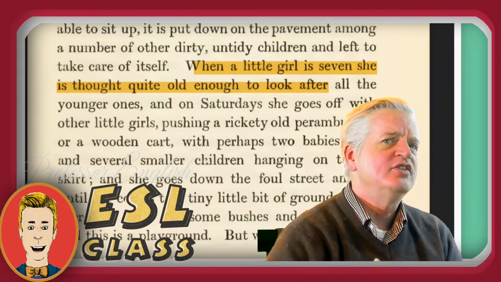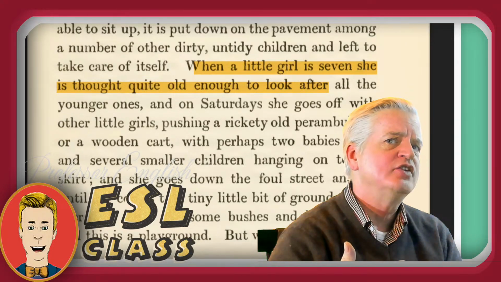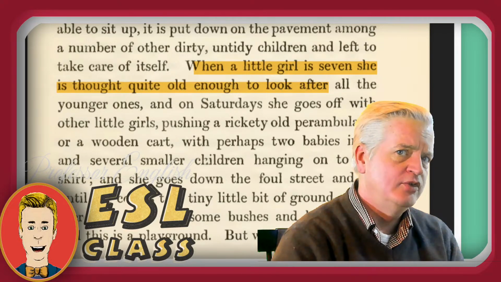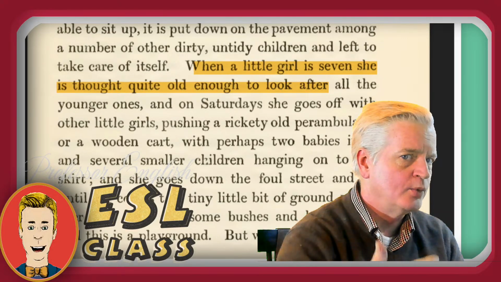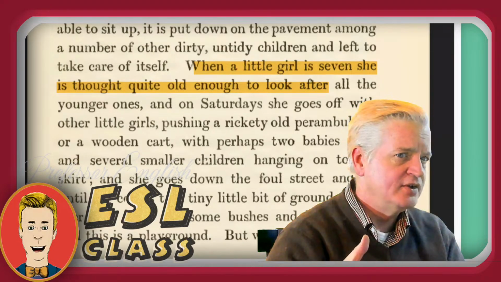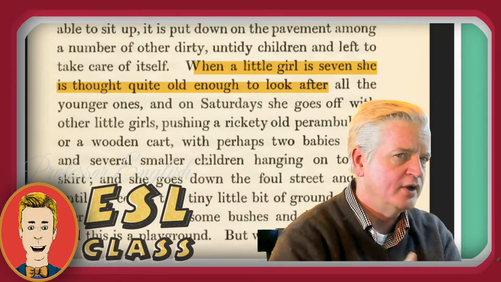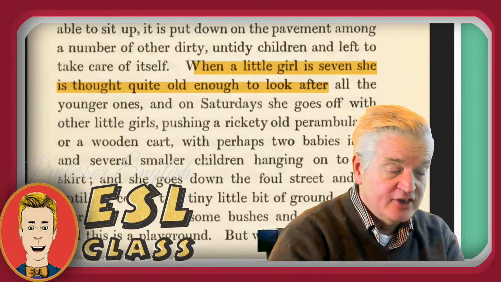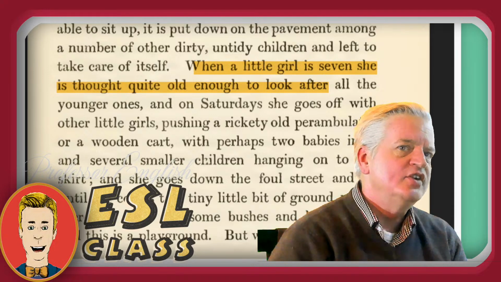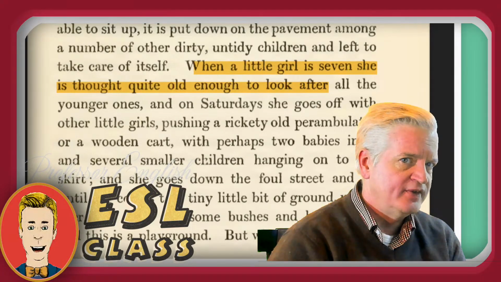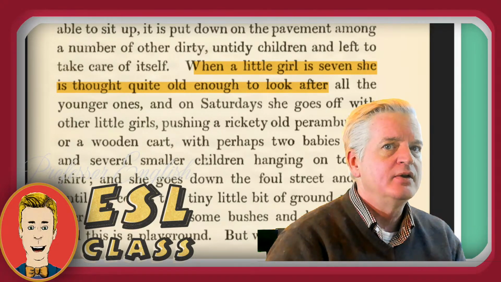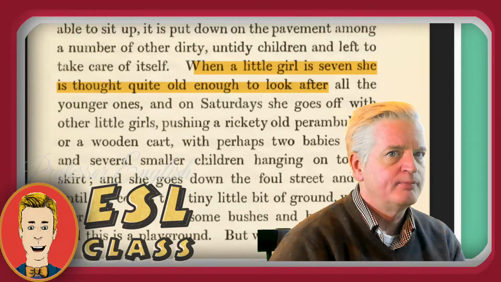So if we have a situation, let's say Mary has 2 younger brothers, and she is responsible for them because both of her parents are working. So sometimes it's very important. Mary is the oldest. She has to watch her 2 younger brothers. She's responsible for them. What we can say is she looks after her younger brothers. That means that she's responsible for them. She takes care of them. Mary looks after her younger brothers.